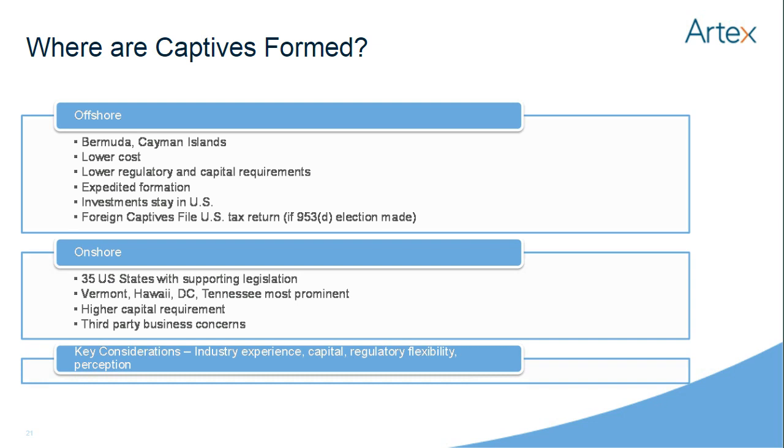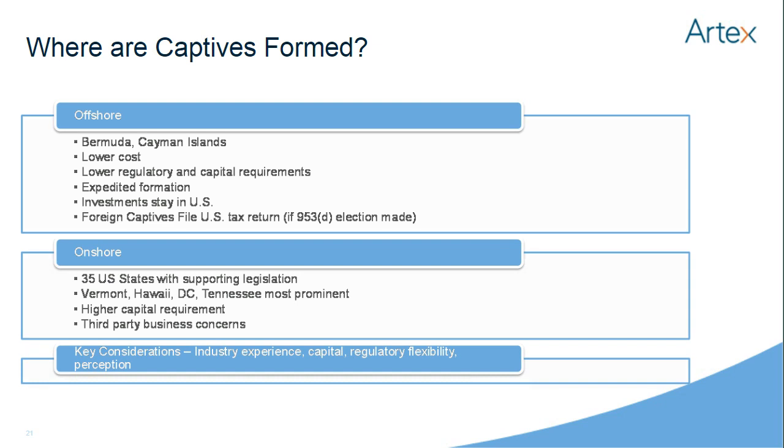And the tax answer, as you'll hear later, is something that even though you're offshore, you can make an election to be taxed as a U.S. company, so really no difference there. But that being said, there are 35 U.S. states with supporting legislation. I think I saw a question come in earlier as to whether California was one of those. It is not. But there are 35 U.S.